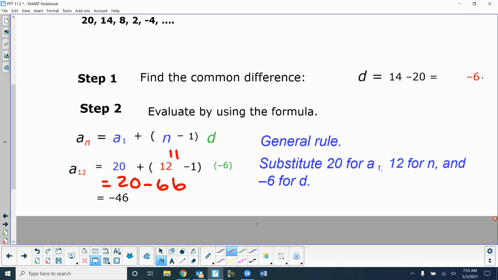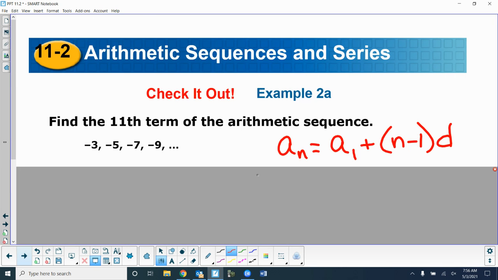Does that make sense? So you're just using the formula. A1 is always the first term. N is the number of the term you're looking for. So we were looking for the 12th term. And you always have to figure out the common difference to do that. Question? Jake, you all right? Mm-hmm. All right.